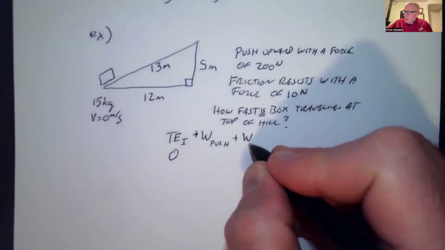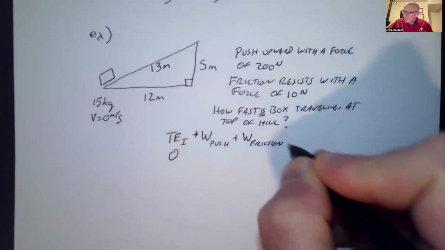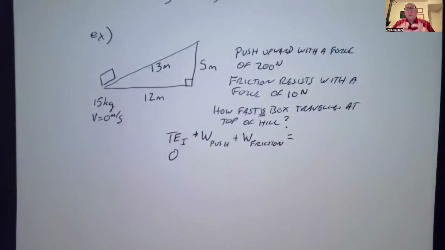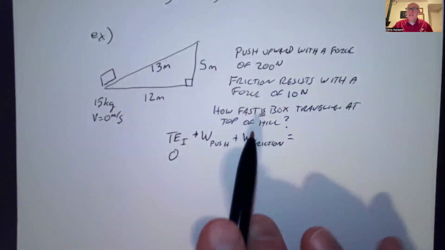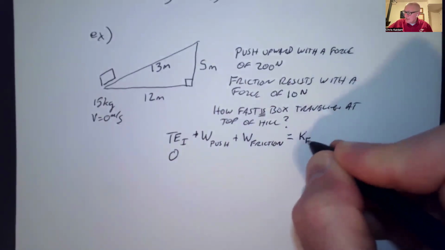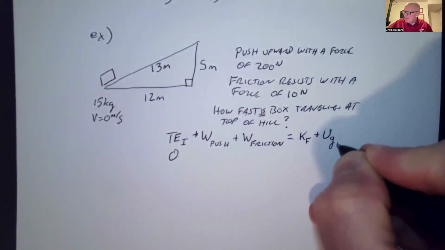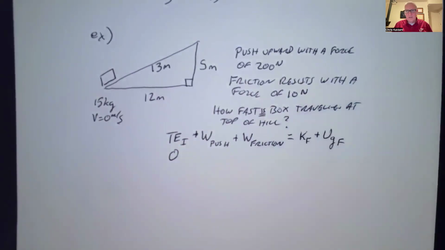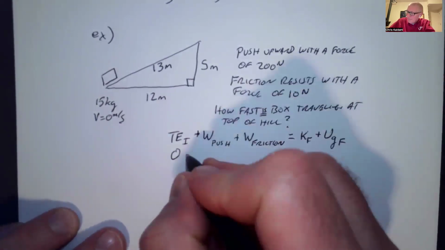So there is a work term also associated with the friction. And we'll put numbers in here in just a second. Then what type or types of energy are we going to have up here at the top of the hill? Well, since it says we have to figure out how fast, we're going to assume that there's some kinetic energy at the end. And it's got a height. So we've got a lot going on here, and now we can dig in and see what this ends up looking like.